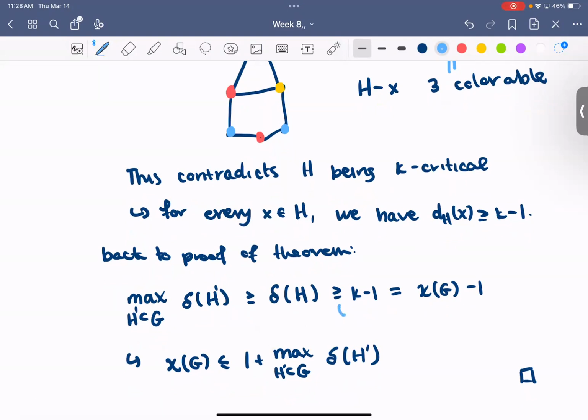So where did this come from? This is by the claim. This is since chi of G is K, and this is just since H is among those in the max. Okay, are there questions about this proof?